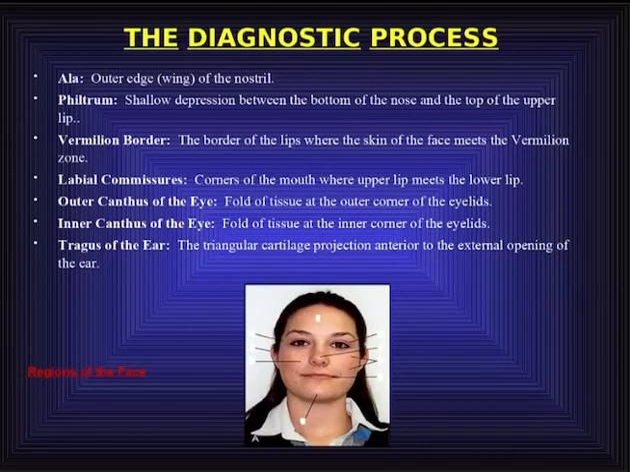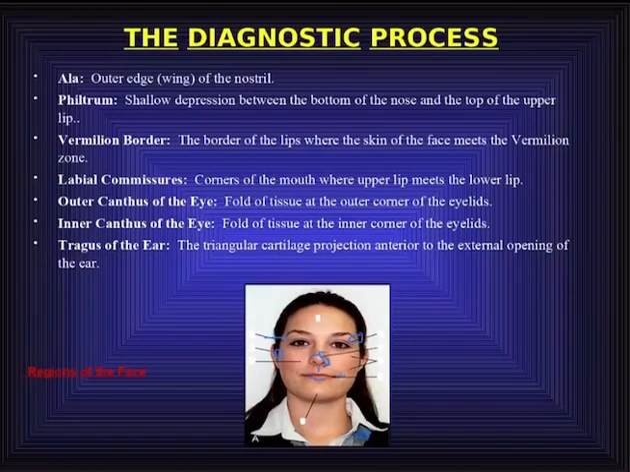Now, the pointed one here, the black area, is the ala of the nose. This one is the philtrum of the lip. The vermilion border is the junction between the lip and the oral mucous membrane. This arrow is the labial commissure. This arrow here is the outer canthus of the eye, and this one is the inner canthus of the eye. And then you have the tragus of the ear, the small elevation near the ear.